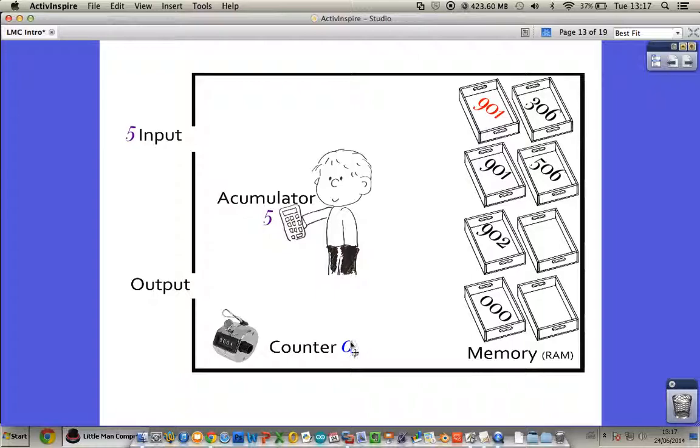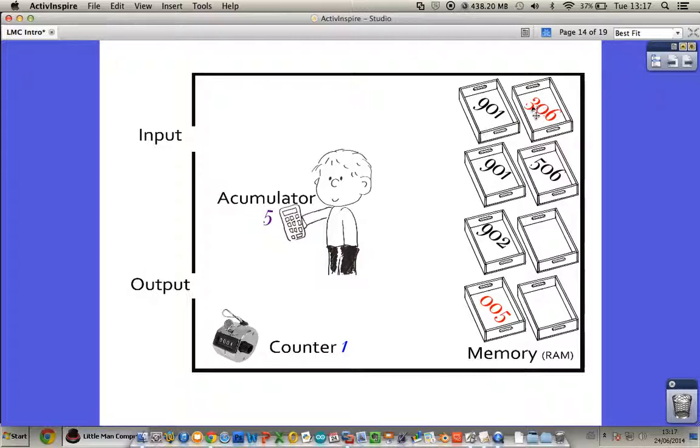We go to command 0, so basket 0, 901, that's an input. So I get my input, I store it in my accumulator. So I go to the next step. So counter number 1, so I go to basket 1, which is 306.